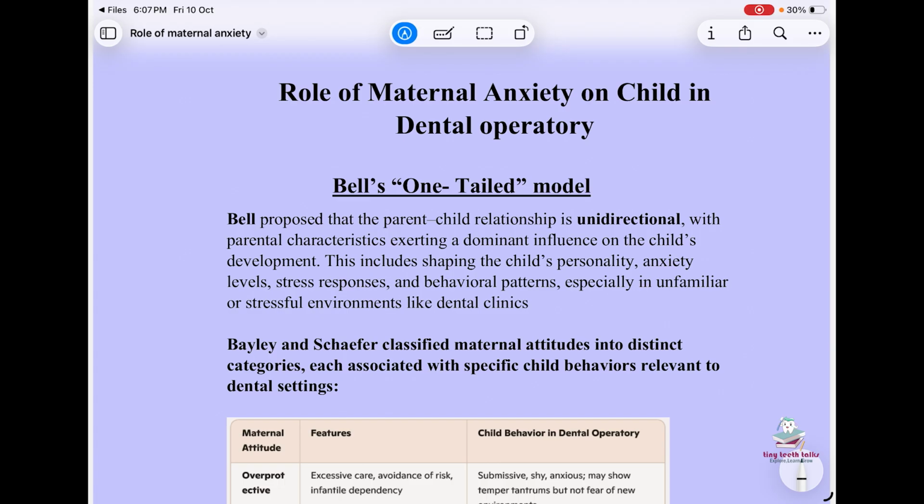So to prove this connection, Bell proposed a one-tailed model. Bell proposed that the parent-child relationship is unidirectional, with parental characteristics exerting a dominant influence on the child's development. These include shaping the child's personality, anxiety levels, stress responses, and behavioral patterns, especially in unfamiliar or stressful environments like dental clinics.